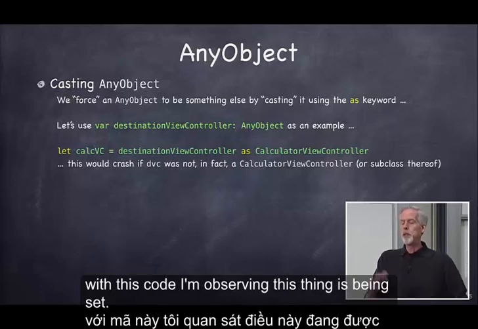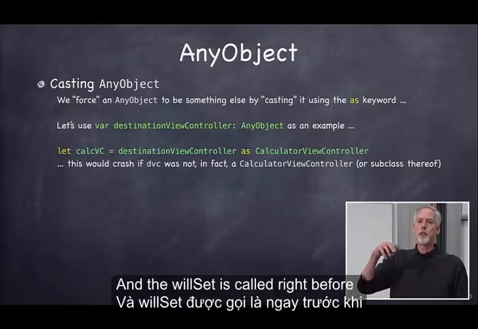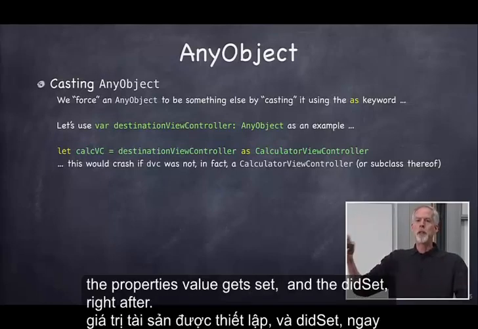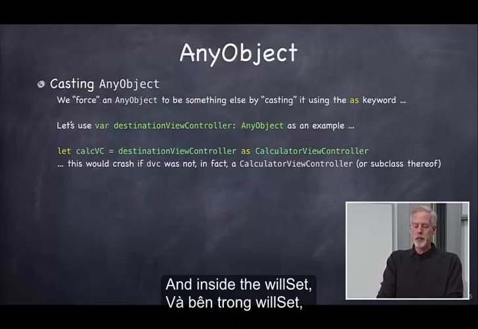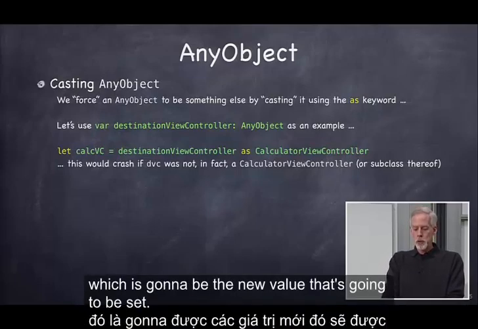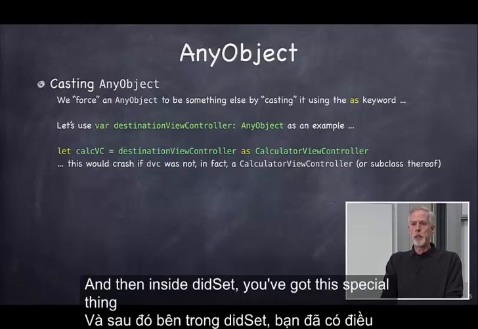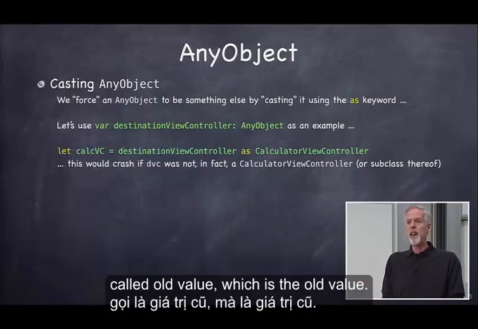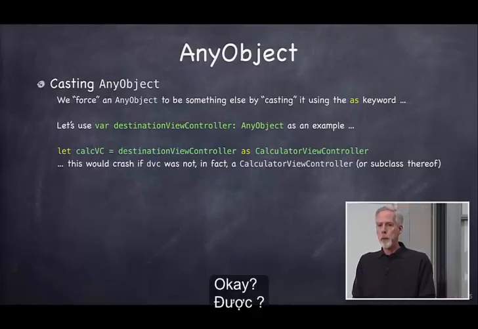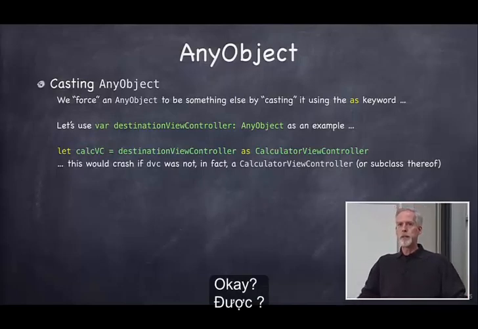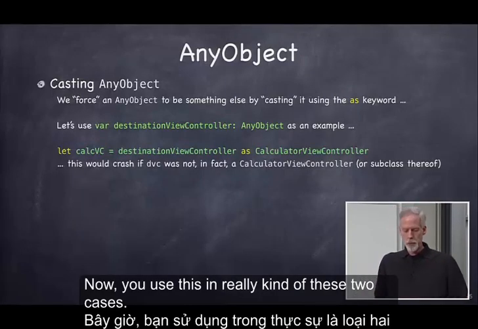So I'm going to be using calculator view controller in my examples. Imagine we had called our calculator view controller instead of view controller. I'm doing that in the examples because it's just going to make more sense, okay? So I want to talk to this destination view controller, which is any object, and I know that it's a calculator view controller. And if it's not a calculator view controller, my program should probably crash, because in the context I'm using it, I want it to be that.